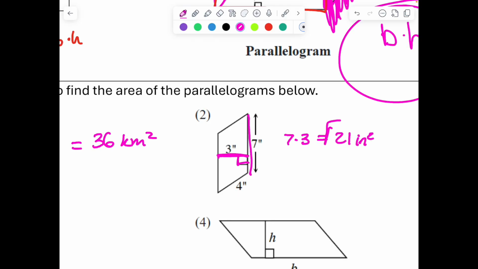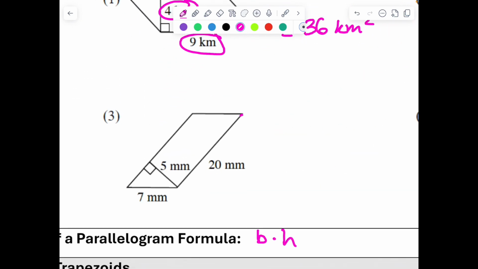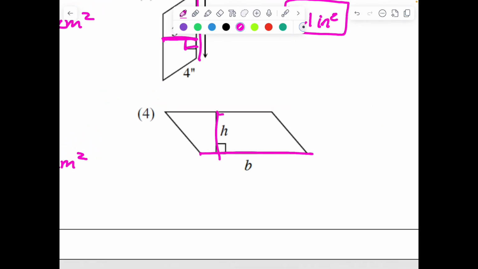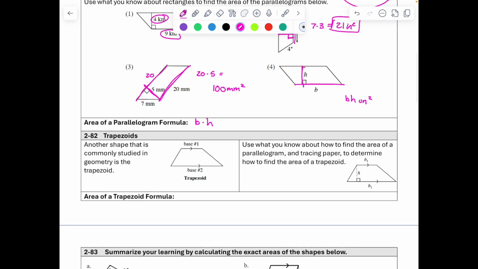And then I believe these are inches. Again, if I got that wrong, I'm sorry. Here, our base is 20 and our height is 5 because it makes a right angle with the base. Okay, so 20 times 5 is going to be 100 millimeters squared. And then here, base times height, the area would simply be base times height, and then whatever units squared.